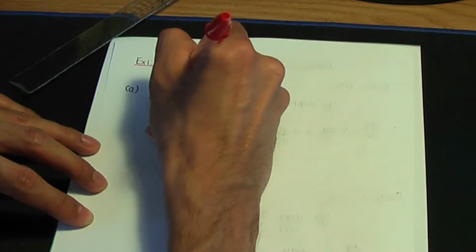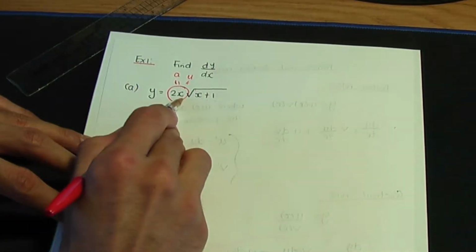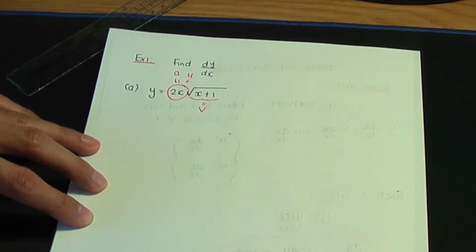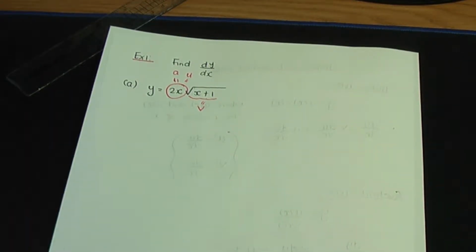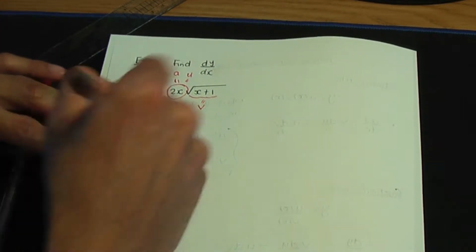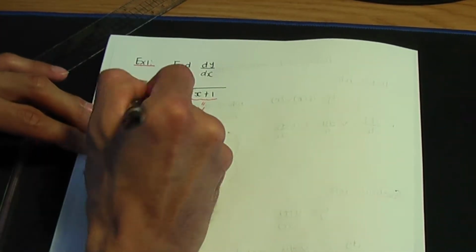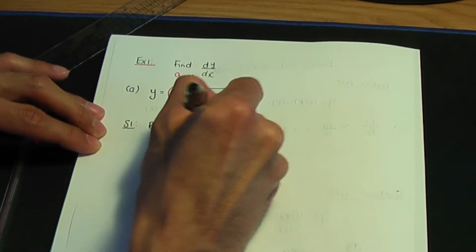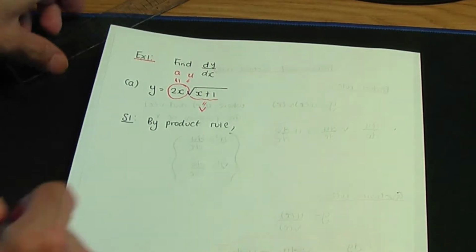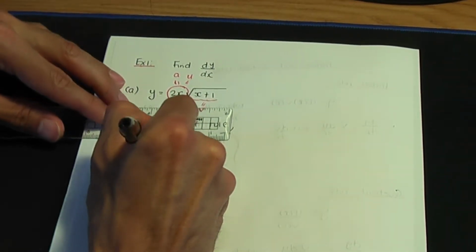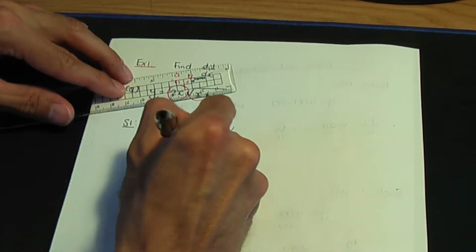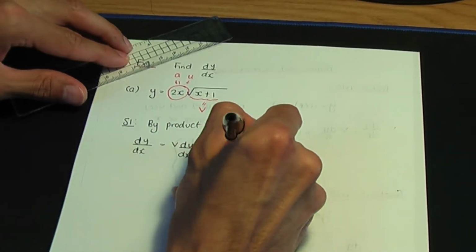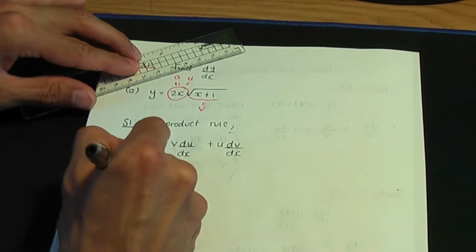So in this case, I'm going to take my u to be 2x in the product rule, and I'm going to take my v to be the remaining function, which is the root of x plus 1. So let me first write down in step number 1 the product rule. So by product rule, remember the rule, dy by dx, that's v du by dx plus u dv over dx.